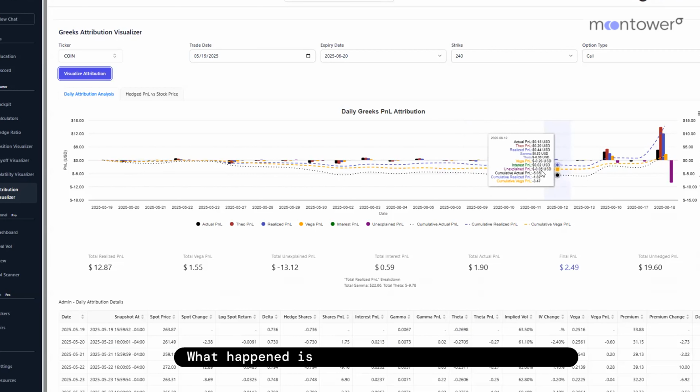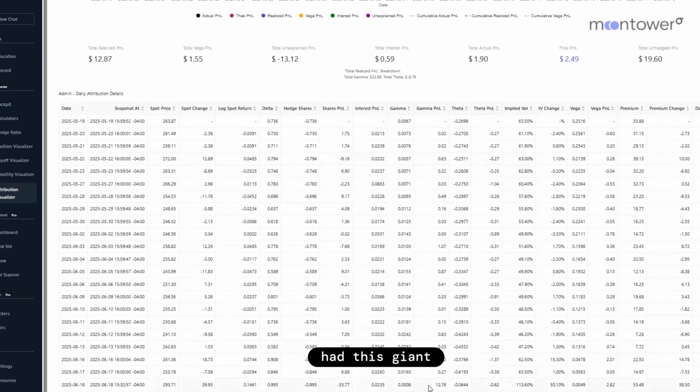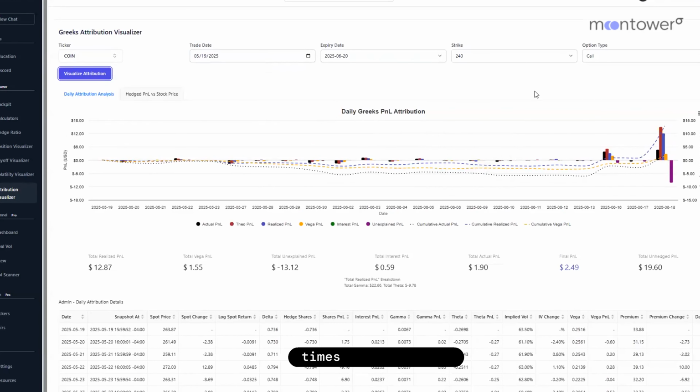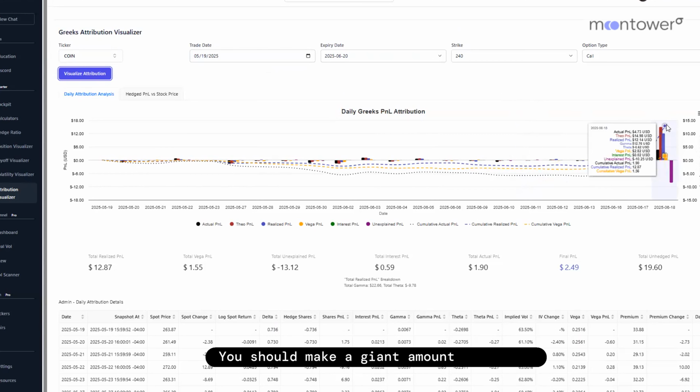What happened is you should have had this giant gamma P&L based on our prediction, because we moved 16%. So what you're taking is the stock price squared times 16% squared. And this is why your P&L on options is nonlinear. You're squaring these returns when you're multiplying by the stock. On a 16% move in Coinbase, you should make a giant amount of money.